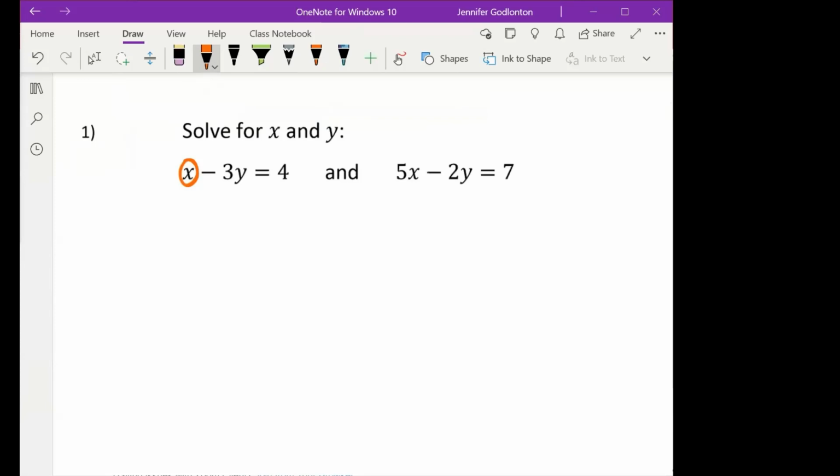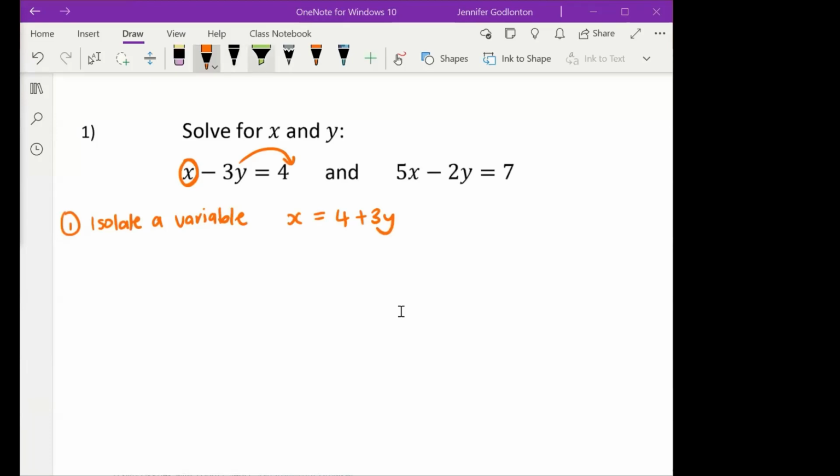The first step is to isolate a variable, and we can either isolate x or y depending on what our equations look like. In this case, we are going to isolate x. So we're going to say x is equal to 4, and this 3y is going to jump over to the other side, so it is going to become plus 3y on the other side. That's our first goal.